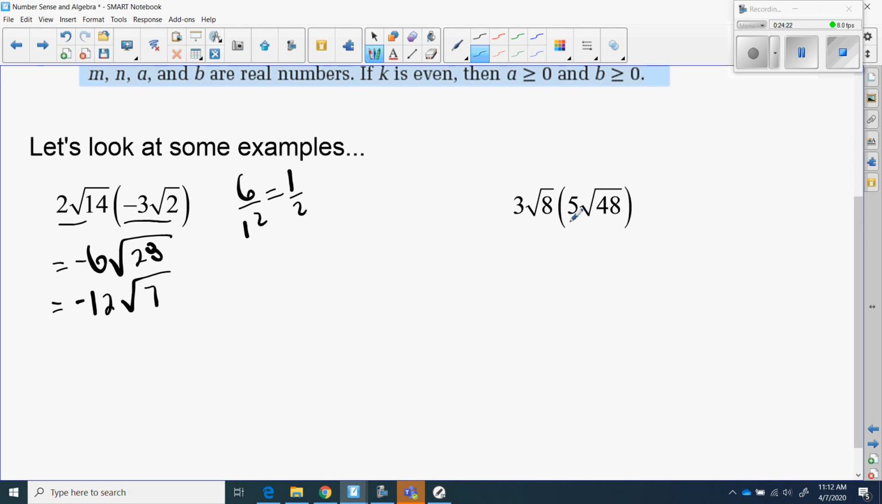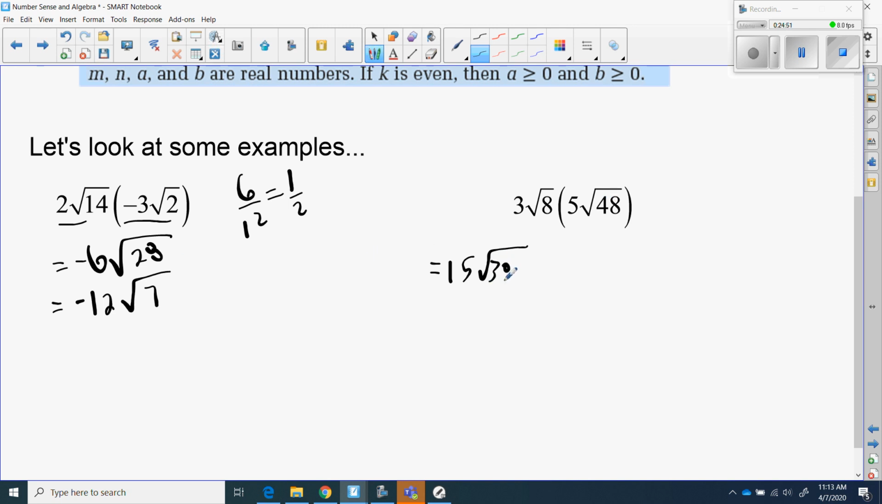Now this is what I was talking about earlier. These two are both square roots, which is good. I can multiply them together. So I could go right away and go 3 times 5, 15, square root. Now 8 times 48. Right away you might say, I don't know how to do that. I have to get my calculator out, which I'm going to do right here. 48 times 8, and I get 384.